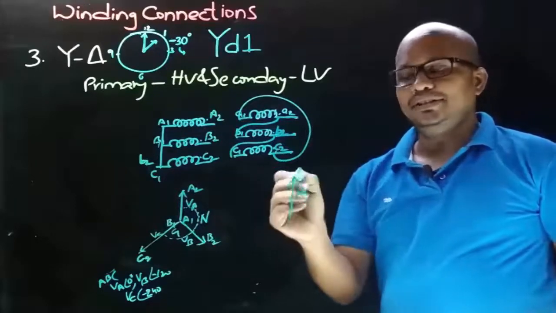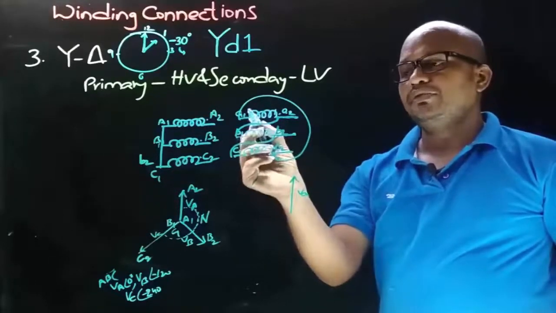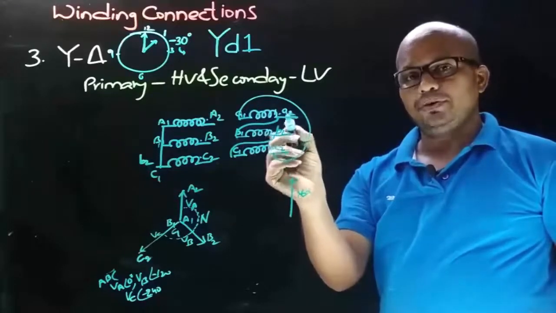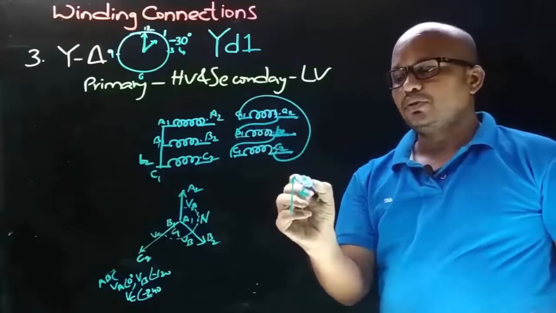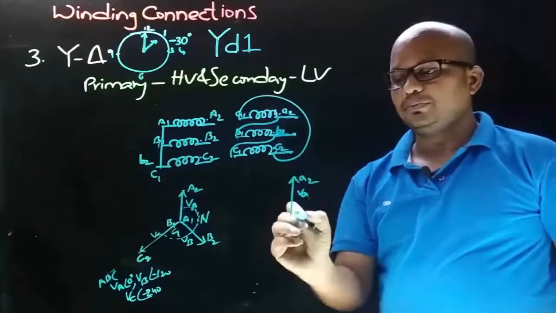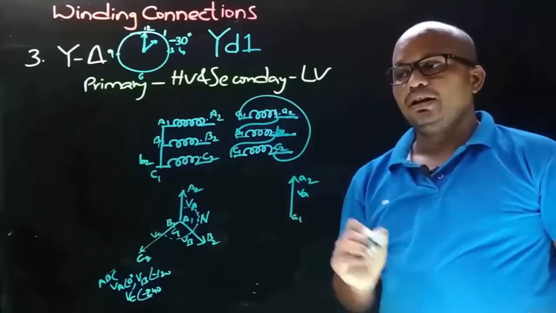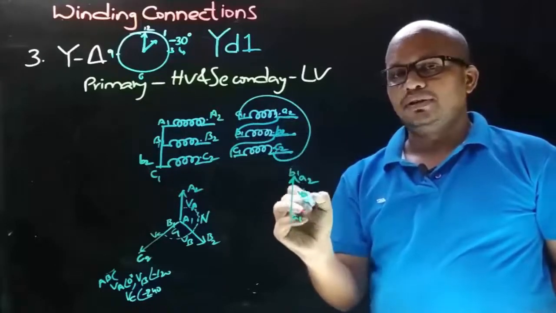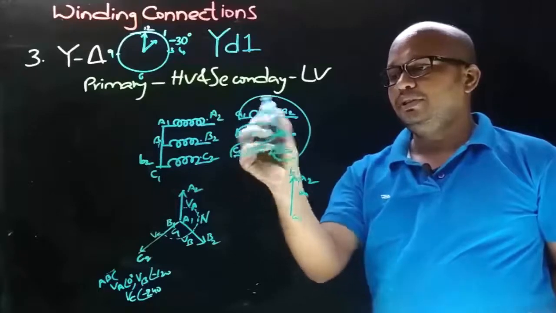And now we need to decide the terminals. The terminals of the VA phasor will be A1 and A2, and here we took the connection from the dot end, that is A2, so the arrow will point towards A2, and the other end will be A1. And now observe that to A2 there will be a D1 connection and to A1 there will be a C2 connection.